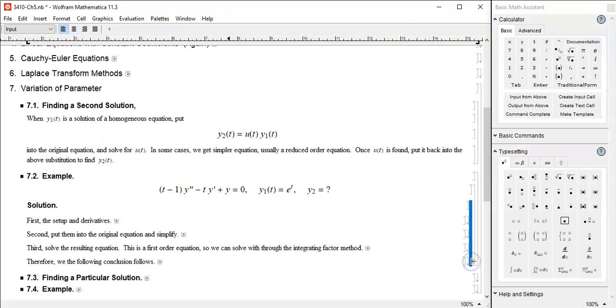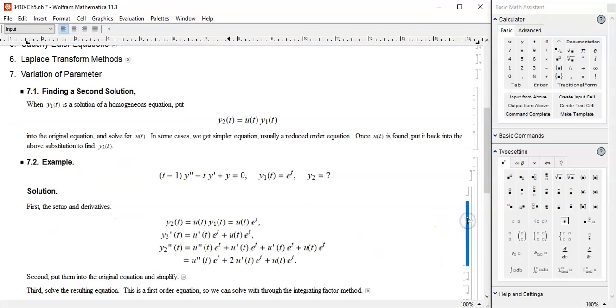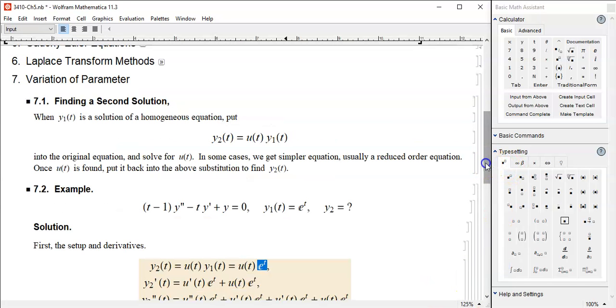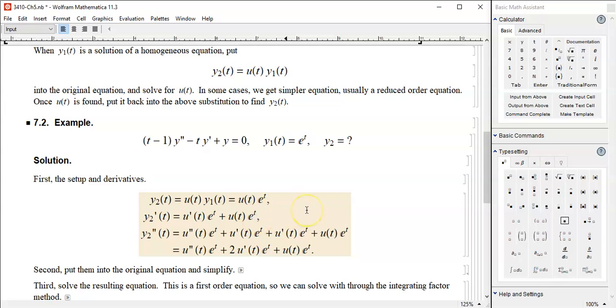Okay, let's see. Let's set up the derivative. y2 is u times y1, but I think I'm going to need a bigger font for this. And take the derivative using the product rule. So far so good. Second derivative, more product rule, and as you can see, it's an elementary computation but tedious and horrendous. Luckily, you don't have to do it another time for the third derivative. That's about it. Alright, let's put those into the original equation.